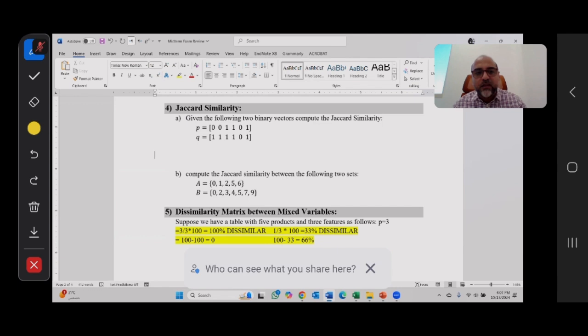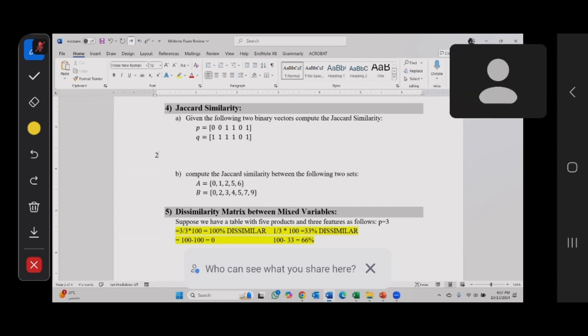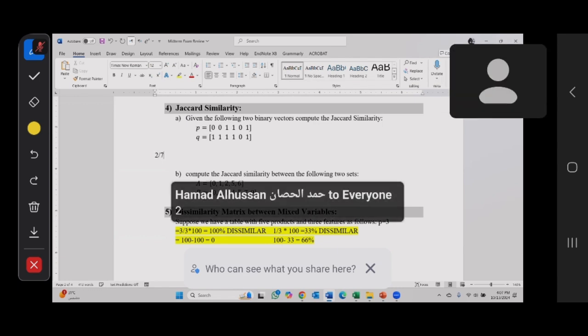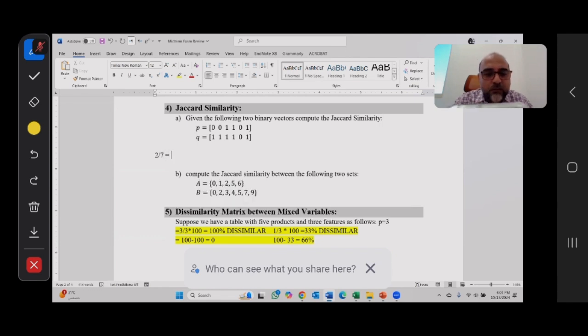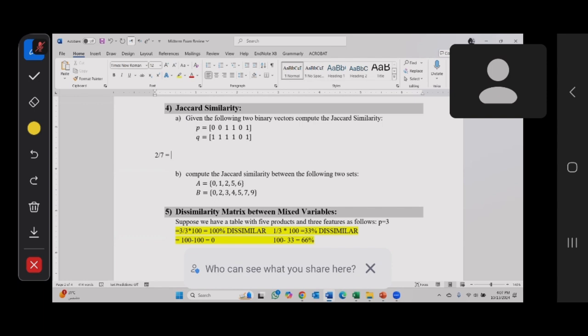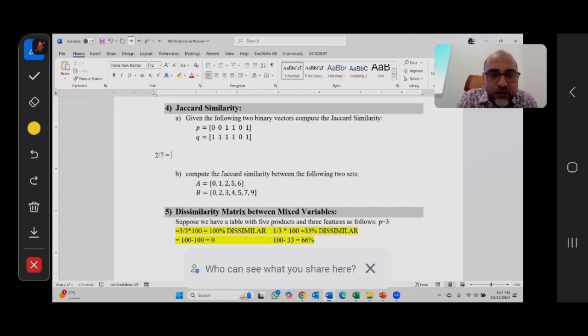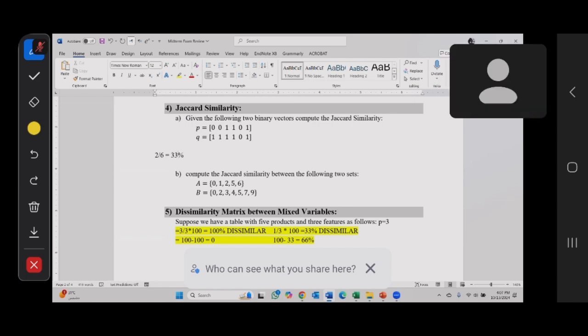So how many are not matching? 2 out of 6 not matching, right? So 2 out of 6 is how much? 1, 2, 3, 4, 5, 6. My bad again, I think I'm too tired now. 2 out of 6 is how much? So 2 divided by 6 is 33%.